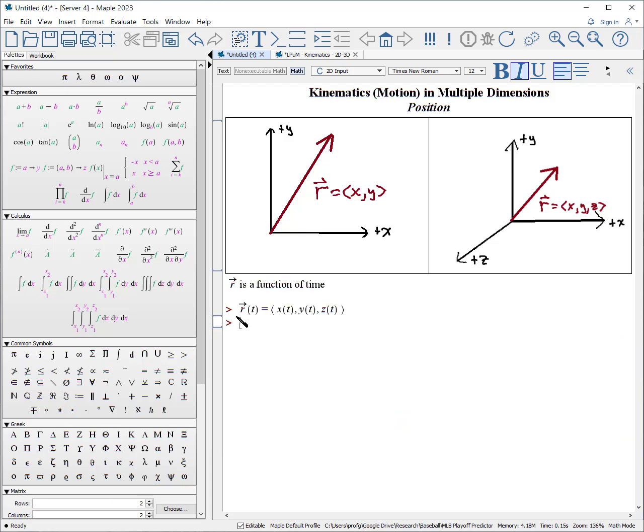Regardless, remember that position, which I define as r, and is based on its components of x, y, and z, are all functions of time. Therefore, each component is a function of time.